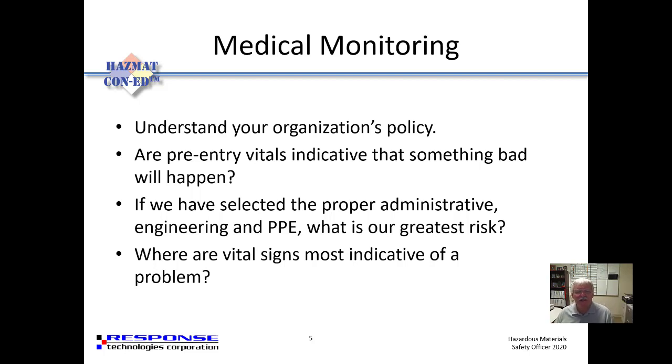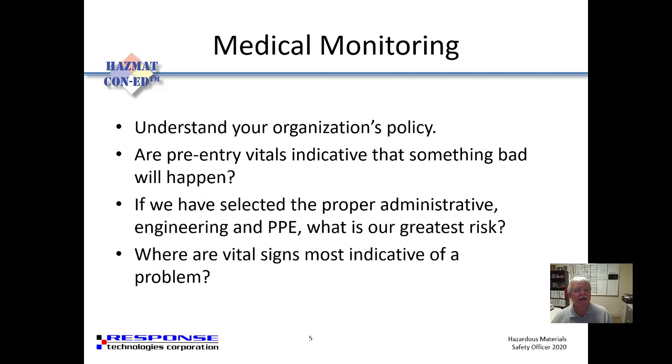However, if we select the proper administrative, engineering, and PPE controls to protect our responders, if we're managing our scene appropriately, what is the greatest risk? The greatest risk to our personnel, as we've discussed before, is heat stress. And therefore, looking for heat stress becomes our greatest concern. And where are vitals most indicative of that problem? Most indicatively, the vitals taken post-entry are most indicative of a heat stress situation. Now, that's not to say pre-entry vitals are not indicated.